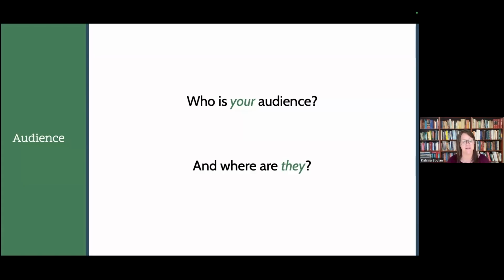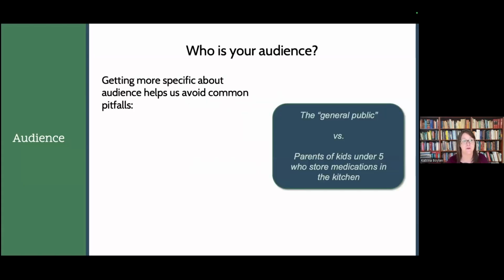It's just not going to land. So let's talk a little bit more about these two factors. So for us, especially in public health, we do tend to default to the general public as our audience. But that's not very helpful because when you're trying to reach everyone, we simply cannot get a message tailored enough to reach anyone.